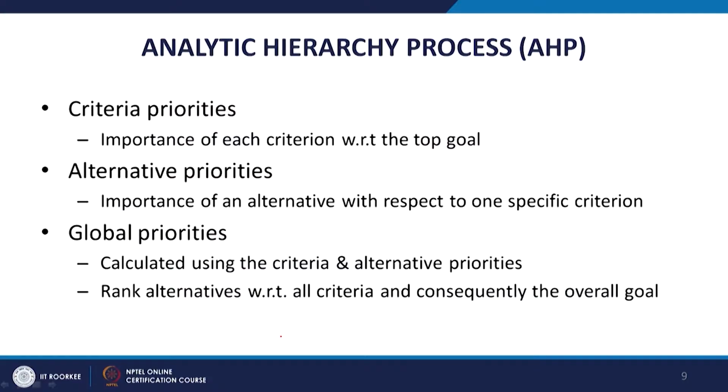So, criteria priorities, as I said, reflect the importance of each criterion with respect to the top goal. Alternative priorities reflect the importance of an alternative with respect to one specific criterion. The global priorities are calculated using the criteria and alternative priorities, as I have said. This global priority is going to indicate the rank. It is going to rank alternatives with respect to criteria and consequently the overall goal. So, this is about the different types of priorities that we need to calculate.